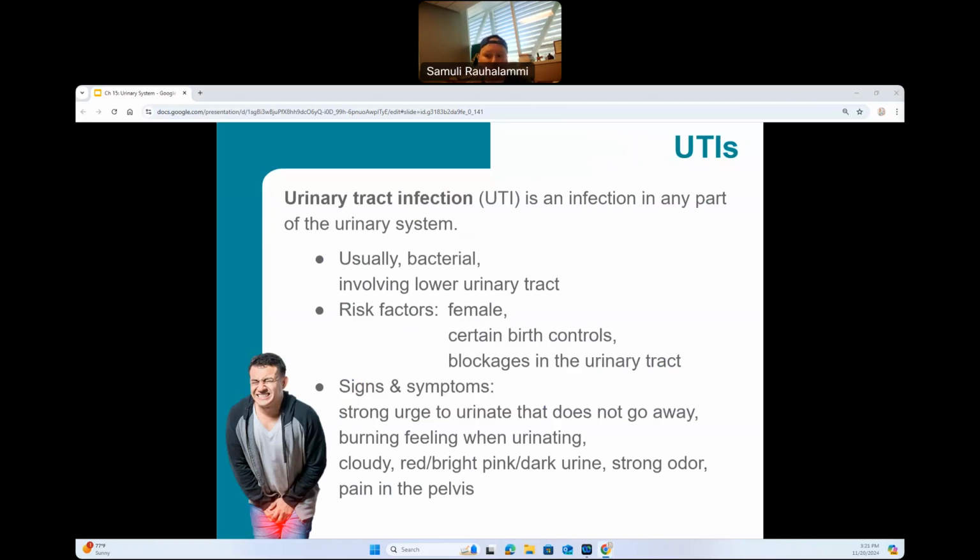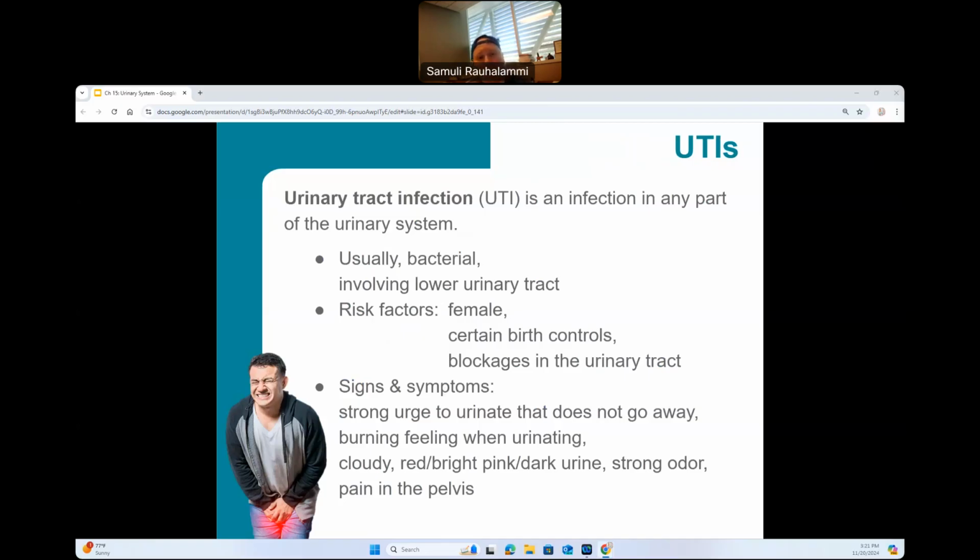When it comes to the treatment, medicines like antibiotics are often used to fight these bacteria in UTIs. In very serious cases, it may be necessary to give antibiotics through a vein. Pain medications may be used to help with the burning feeling while one is urinating. So that was our UTIs.